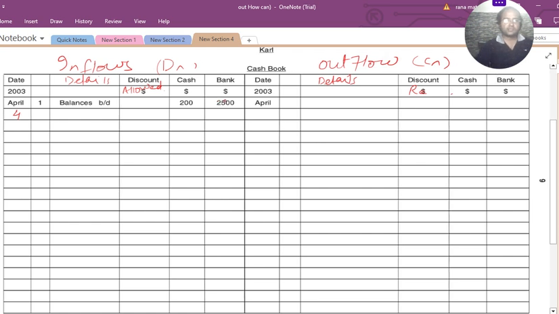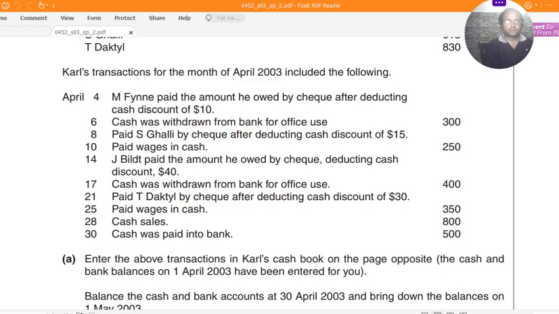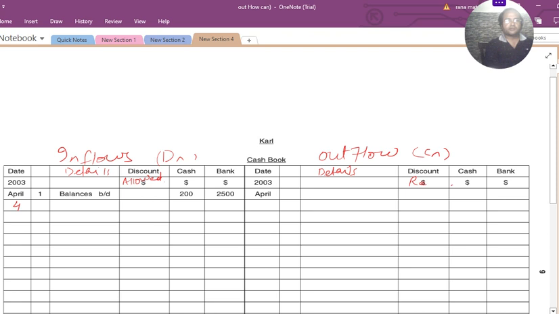Date is 4th. We write down F Flame, as we received a check. So we write down the person's name, F Flame, the discount is 10 rupees, and we received a check, so we write down 190.